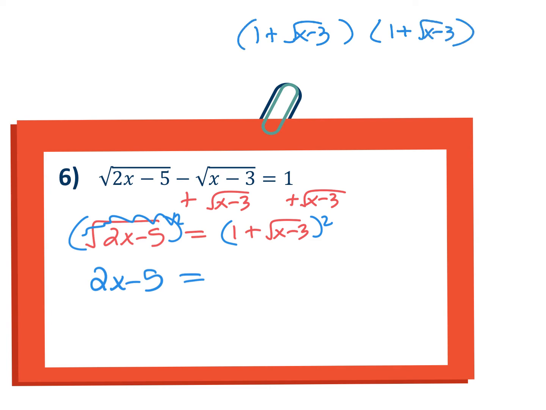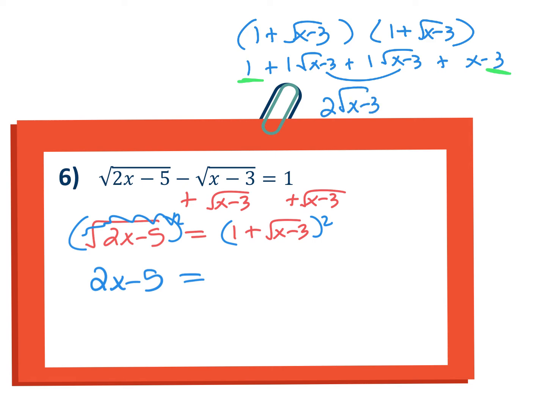And again, I'll FOIL it. Once I FOIL this, 1 times the square root of x minus 3 plus 1 times the square root of x minus 3, and then x minus 3 just comes out. Add those two together, and then I can also add the 1 and the -3. So then this will actually simplify down into 2 square root of x minus 3 plus x minus 2. So let me write that in here.